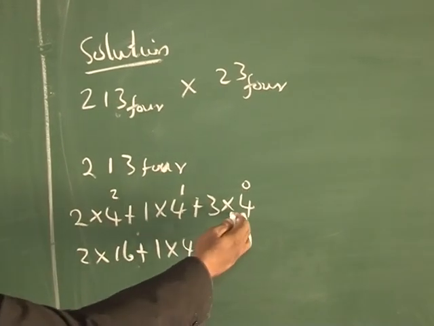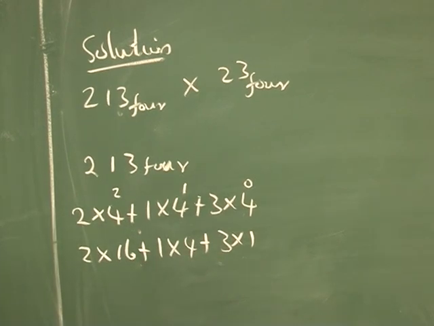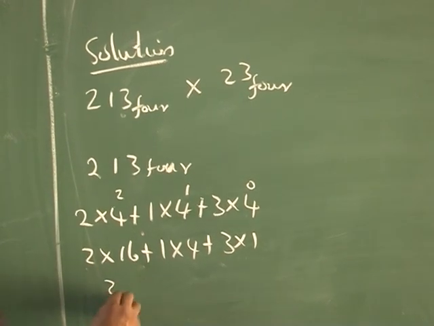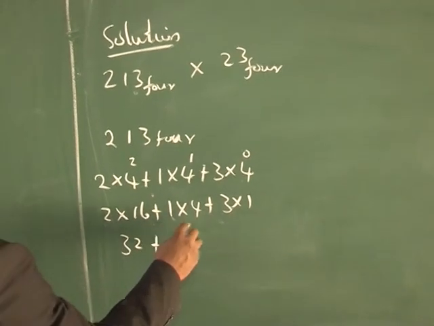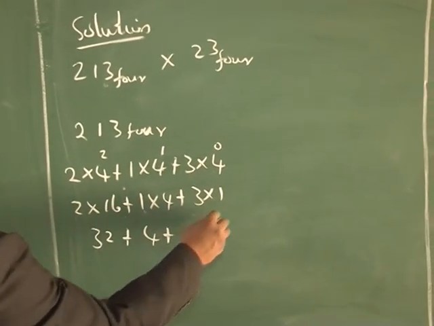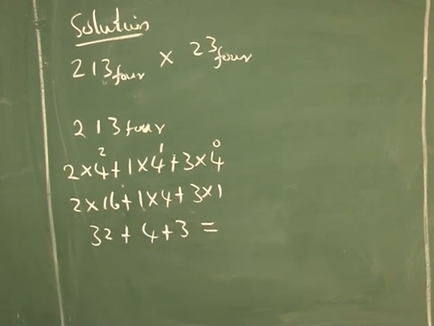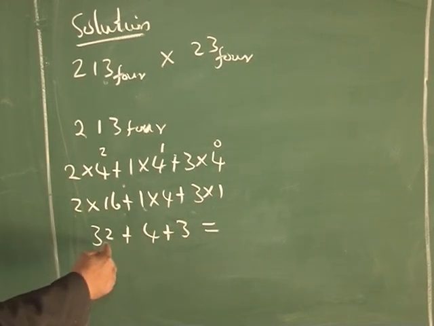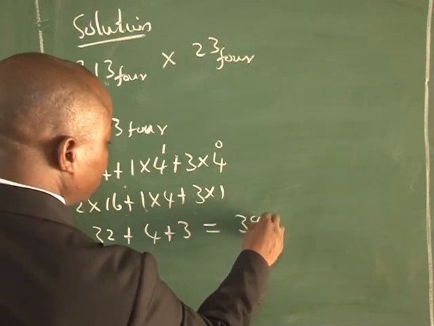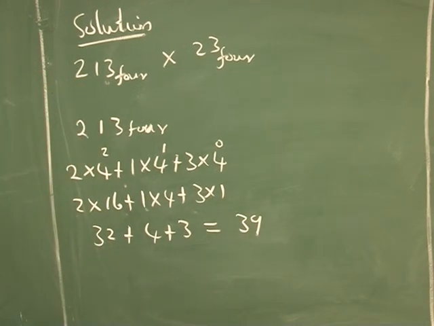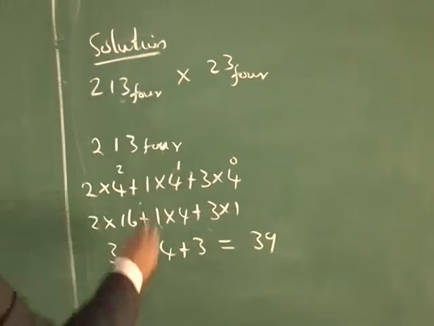We know that 4 raised to 0 is 1. Now, 2 times 16 is 32. We also have 1 times 4, which is 4. Then 3 times 1 is 3. If we add these, we have 39 in base 10.